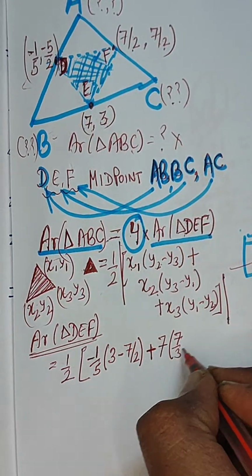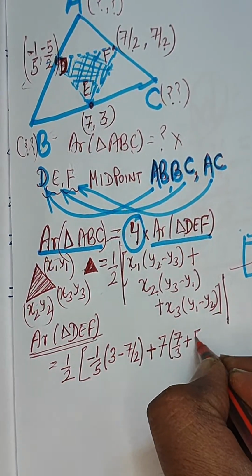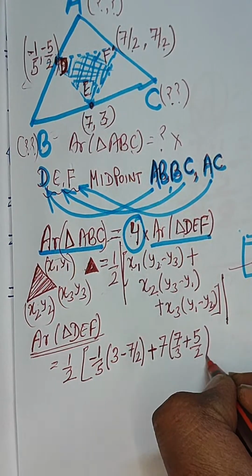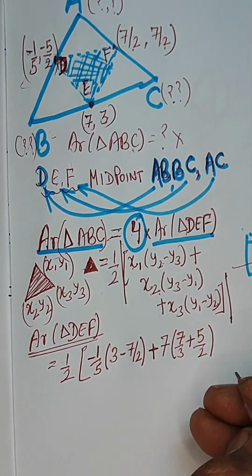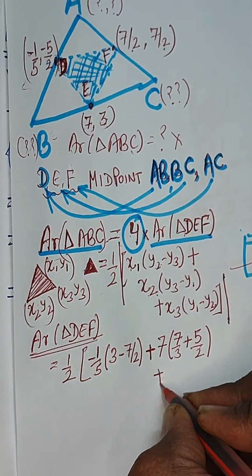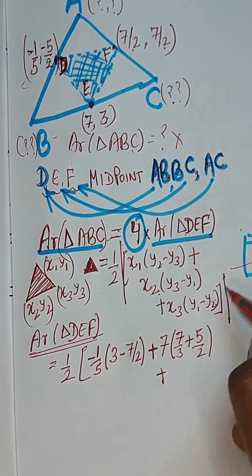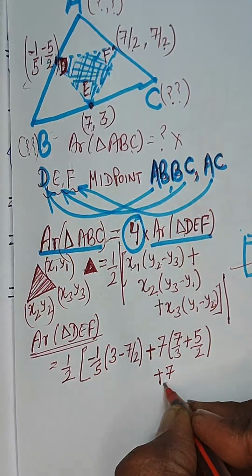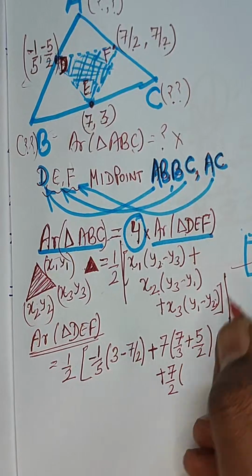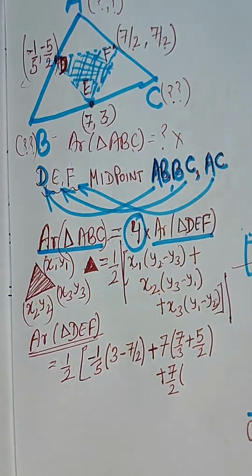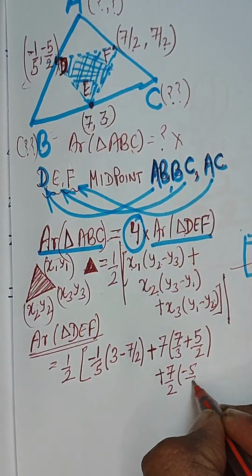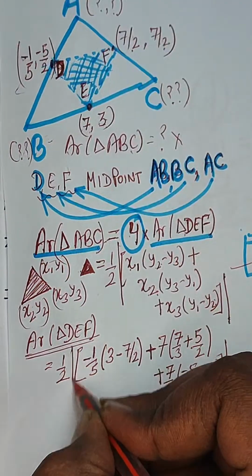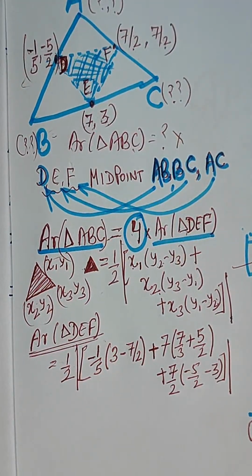That means 7 by 2 minus, times minus becomes plus, plus 5 by 2, right? Like this. Plus x3 into y1 minus y2. What is x3? x3 is 7 by 2. 7 by 2 into y1 minus y2, minus 5 by 2 minus 3, and this will give you the area of the triangle DEF.